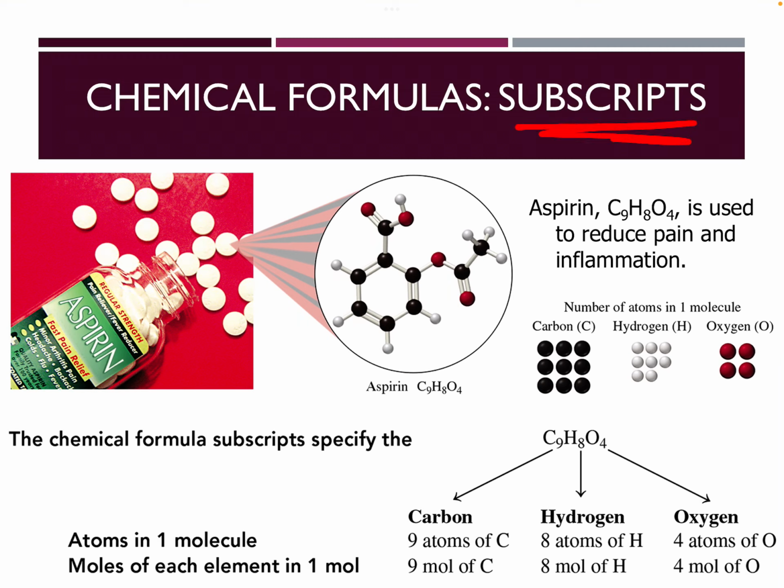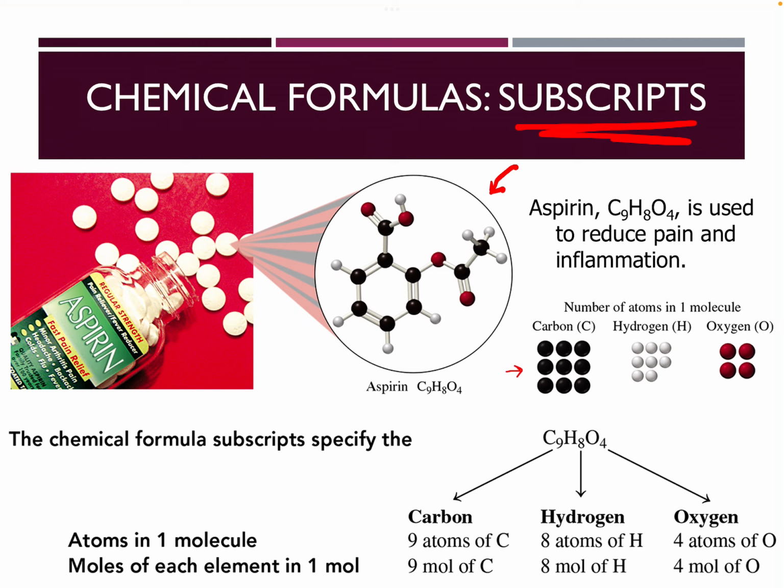These subscripts are really important. Okay, so take, for example, aspirin. Aspirin is C9H8O4, and this is its chemical structure if we were to build it using model kits. Kind of cool. So if we look at this chemical structure and you were to count up all of the carbons, the black ones, there are 9 carbons, which you can see here. There are 8 hydrogens, and there are 4 oxygens.